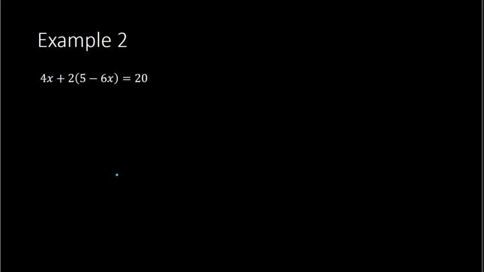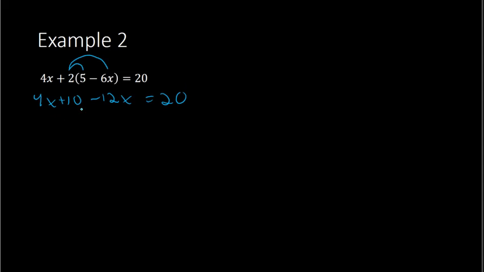Example 2. Now we have a little more difficulty. We have 4x plus 2 times parentheses 5 minus 6x equals 20. Now here I want to simplify this left side first before I solve. And to do that, I want to distribute this 2. So 2 times 5, that gives me 10, and 2 times negative 6x is negative 12x. So what I have is 4x plus 10 minus 12x equals 20.